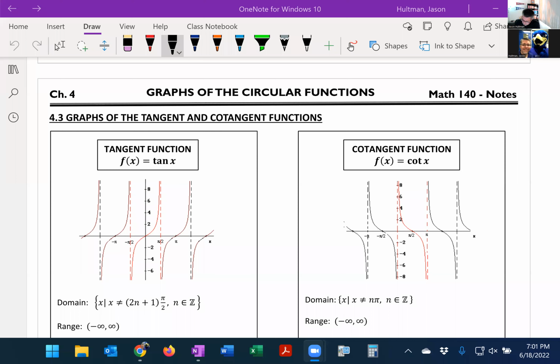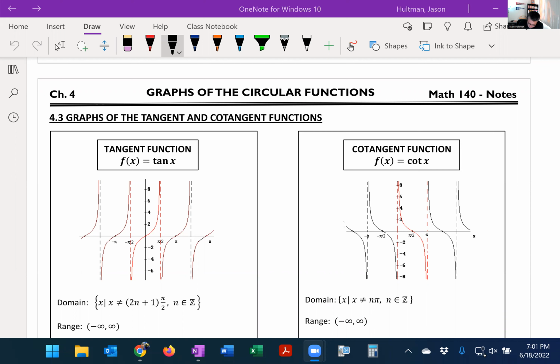Okay, welcome back, students. We're going to go into section 4.3 here, tangent and cotangent functions. Let me share my screen. All right. Okay, graphs of tangent and cotangent functions.